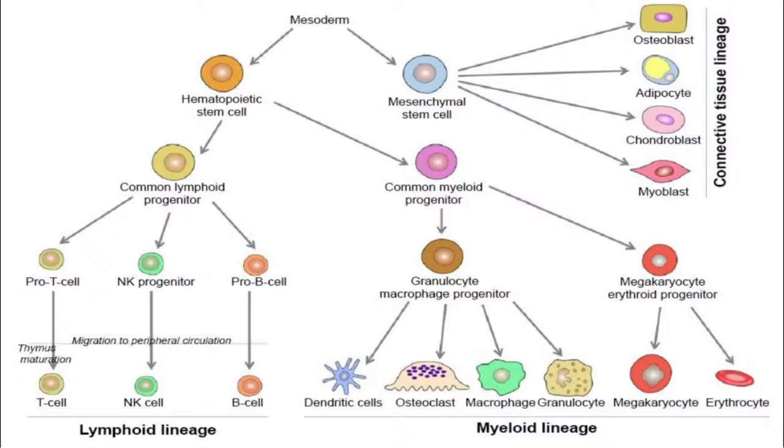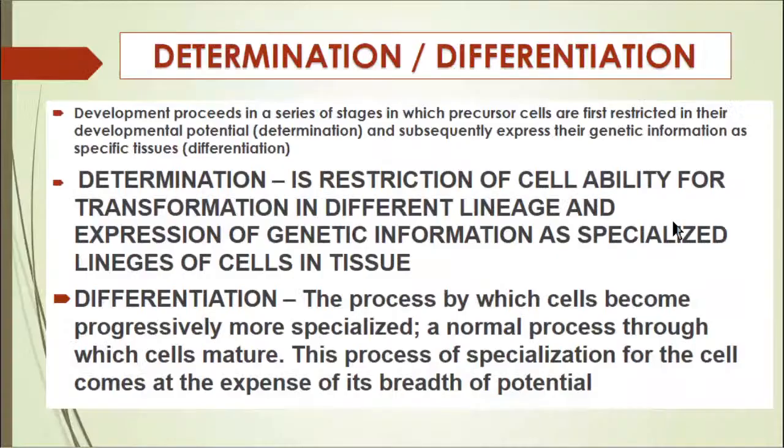And now back to our connective tissue. Look, mesenchymal stem cells can give rise to the formation of osteoblast. This is future bone. Adipocyte, this is future adipose tissue. Chondroblast, this is future cartilage. And myoblast, like smooth muscle cell progenitor.